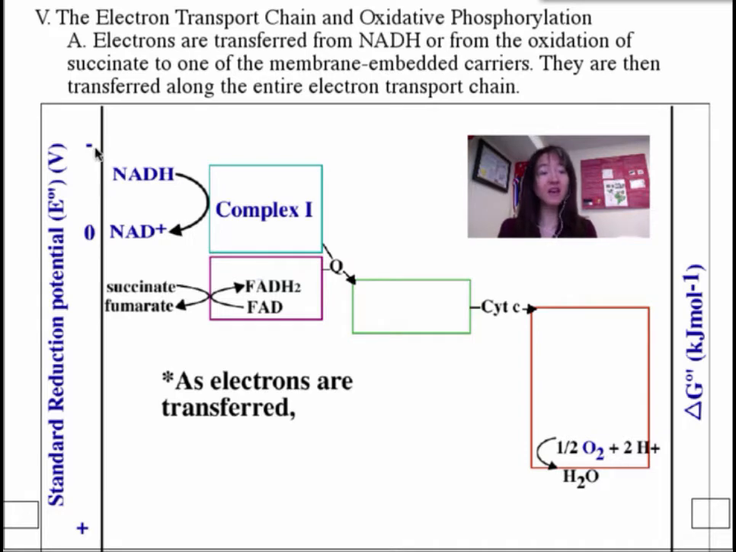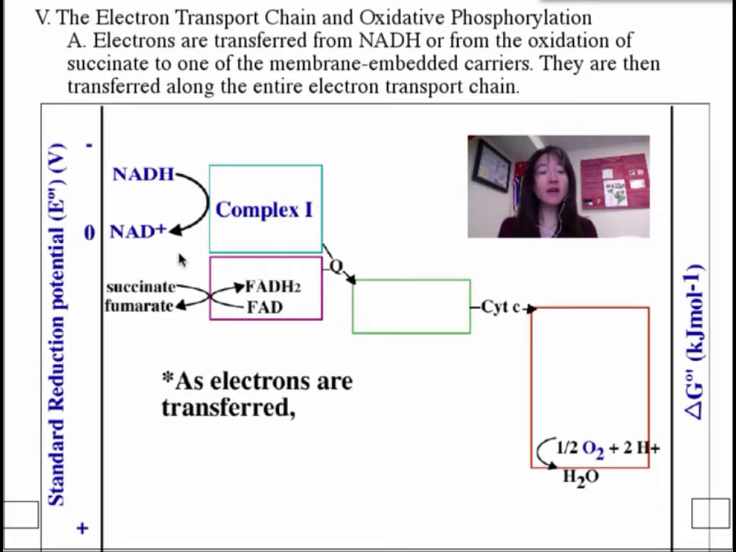Notice we're going from negative values of standard reduction potential to positive. So complex 1 has a greater standard reduction potential than NADH does. Likewise, the next complex of the electron transport chain that the electrons eventually go to will have a greater standard reduction potential than does complex 1. And throughout the entire chain, the standard reduction potentials get greater and greater. Said another way, as you go through the electron transport chain, the members of the chain have more and more desire for the electrons.